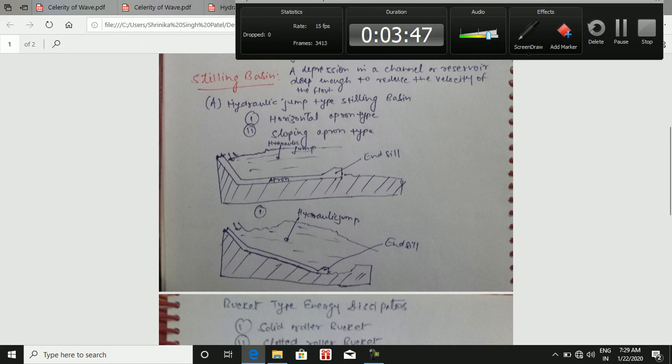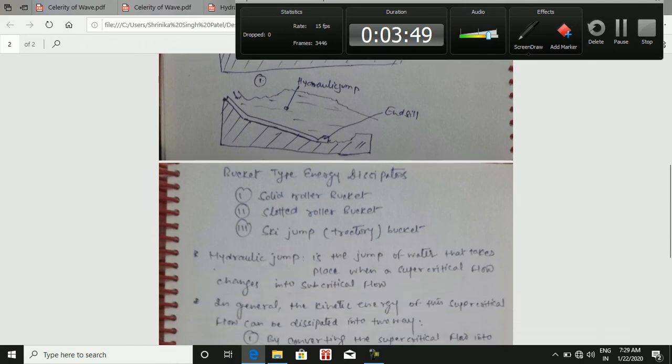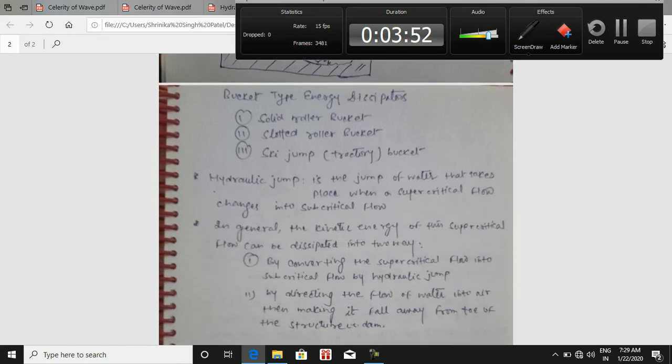Now the second one is the bucket type energy dissipator. The bucket type energy dissipator is generally of three types. The first one is the solid roller bucket, the next one is the slotted roller bucket, and the last one is the ski jump or trajectory bucket. These are the types of bucket energy dissipator.